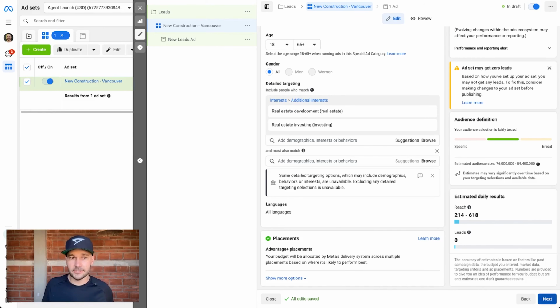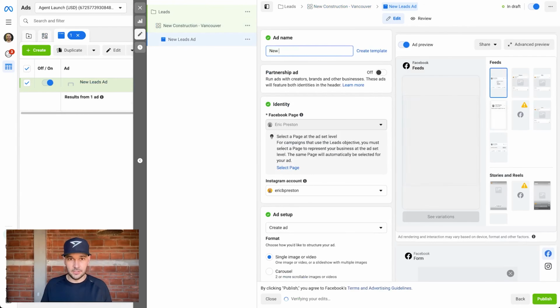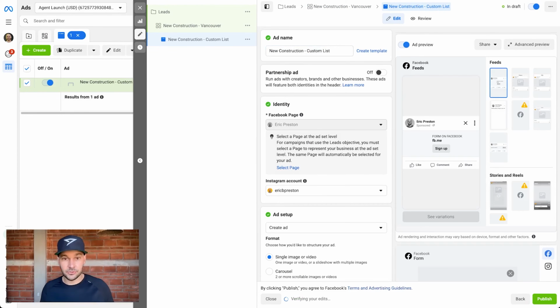So now we're going to go next, and we're going to name this new construction custom list. And I'll show you how this ad gets really interesting really fast.